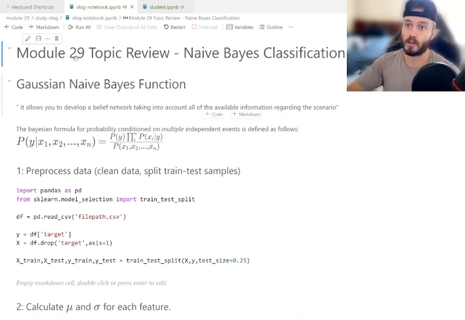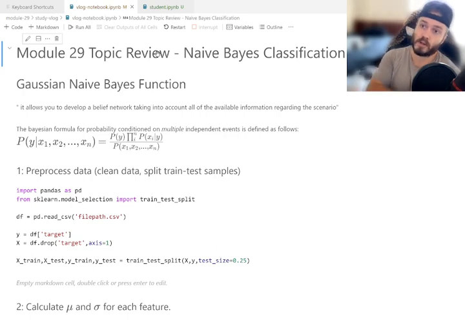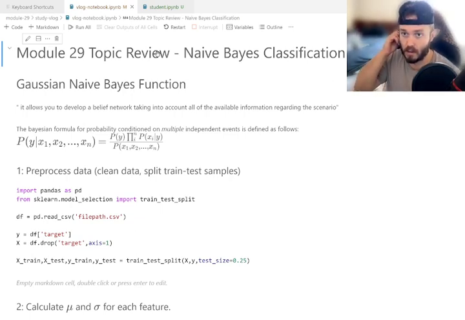All right, so module 29, topic review, naive Bayes classification. So we're continuing with the theme over the last several modules. Most of phase 3 has basically been, at first, broad strokes of the calculus and algebra behind how all these models fit to various data points. And then this last half of the module has been an assortment of particular types of classification algorithms.